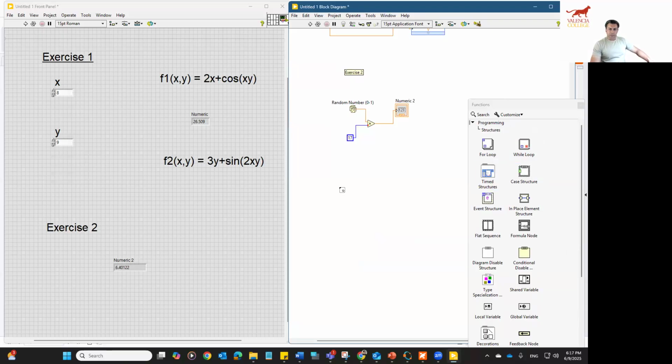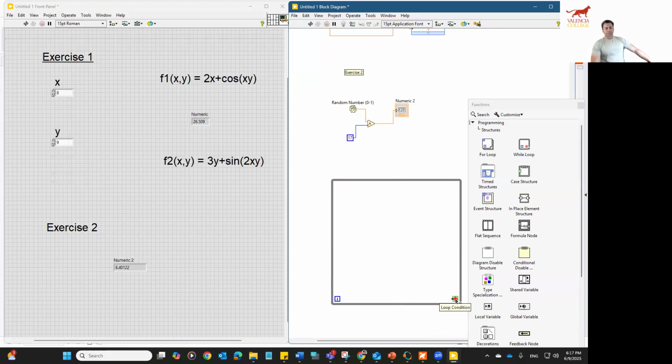A while loop is a programming structure that you put in the block diagram. It's there to create some logic, so it's not part of your front panel, it's part of your block diagram. It's going to appear like this, and you can expand it as much as you want. There are two entities: I, which is called the loop iteration, and the stop button, which is the loop condition. That is when the loop is going to stop.